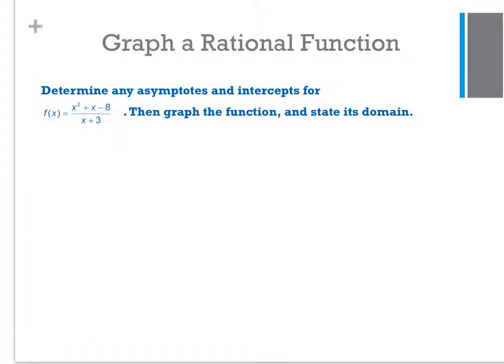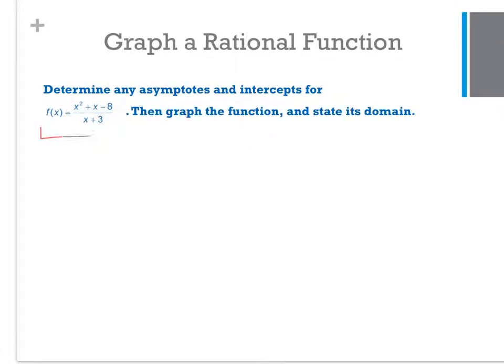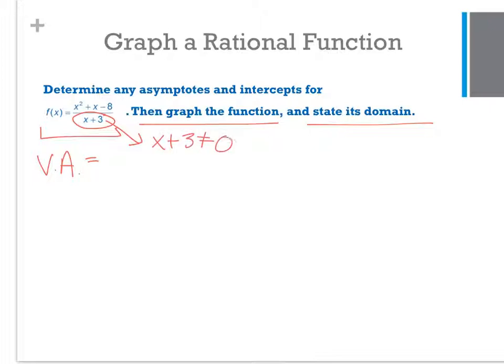All right, so we're looking at graphing rational functions, and we're asked to determine any asymptotes and intercepts for this function f of x, and then we're asked to provide the graph of the function and state its domain. So, similar to previous examples, we can determine our vertical asymptote. Our vertical asymptote is where we end up dividing by 0. So if x plus 3 can't equal 0, that implies x cannot equal negative 3. So our vertical asymptote is at negative 3.